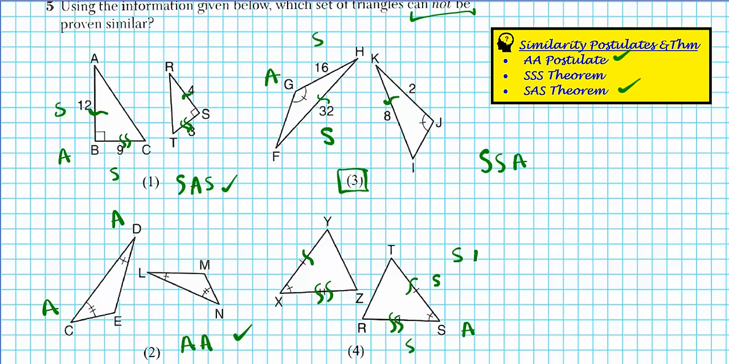Is there any such thing as a SAS similarity theorem? The answer is yes, just as we concluded in number 1. So option 4 can be proven to be similar. Okay, in fact, they're congruent here. So option 3 you cannot, because there's no such thing as SSA or ASS. Okay, these two don't work for similarity or even congruency.